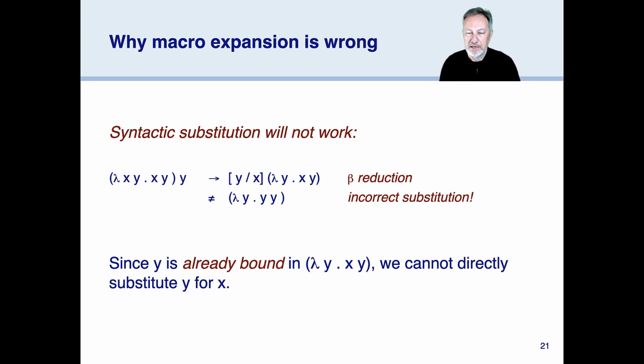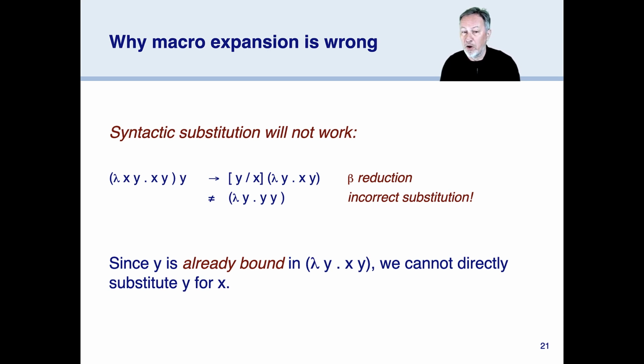First of all, let's see why macro expansion is wrong. Consider the expression lambda xy.xy applied to the expression y. Now this is a funny expression here because on the left-hand side, the lambda xy.xy, the y there is bound by the lambda x lambda y, but the one that's being passed in as an argument is free, at least within this scope. So by plain old beta reduction, what we would do is we would pass this argument y into the body of the expression on the left.